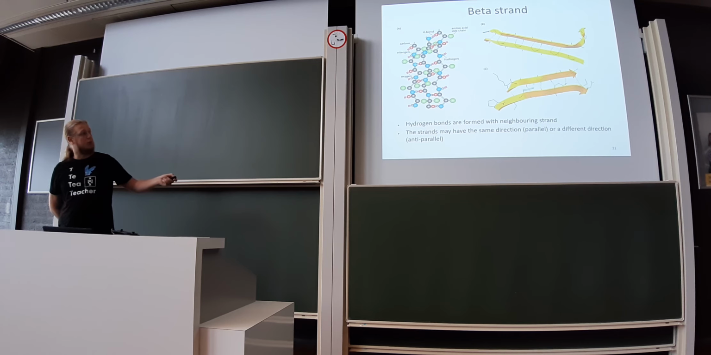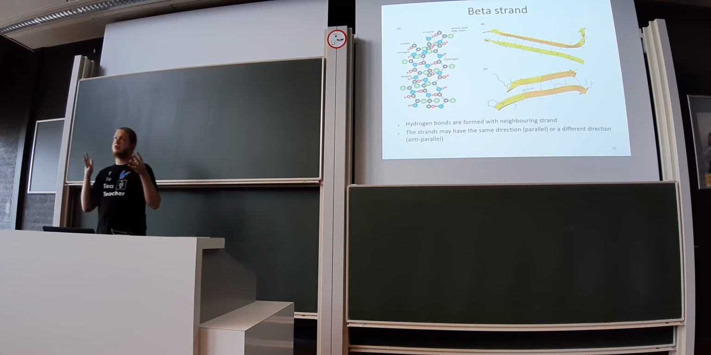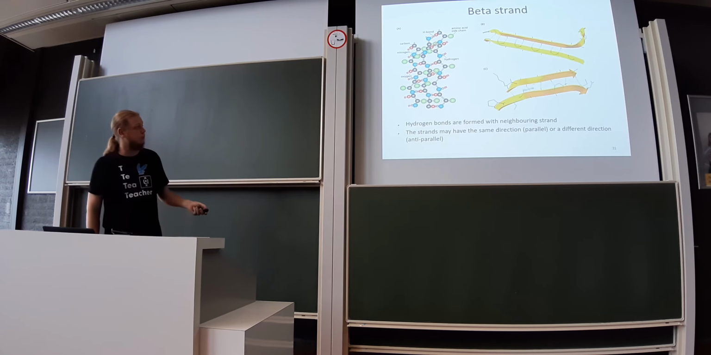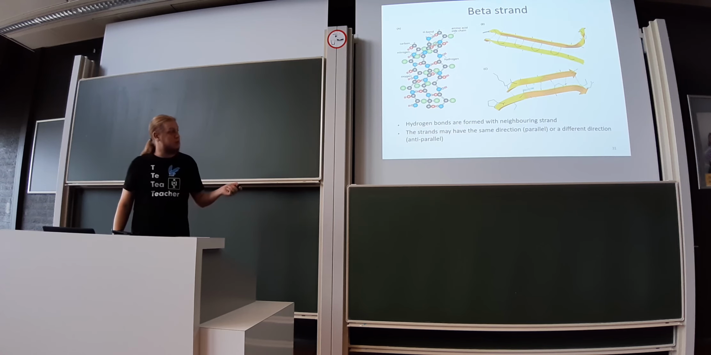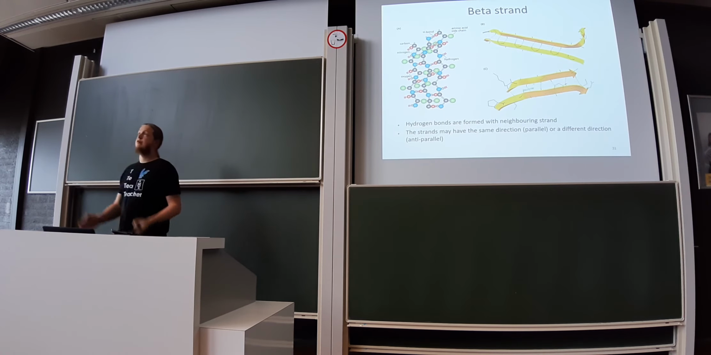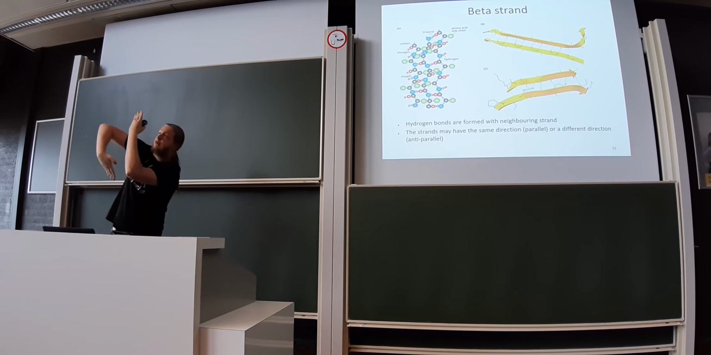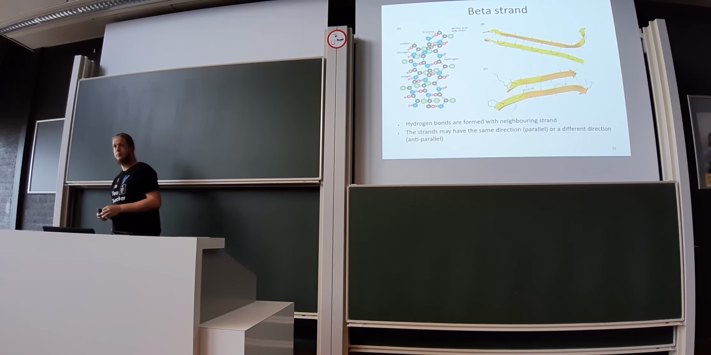Right, so you're either side by side or you're face to face, and the hydrogen bonds between them make it so that this structure is actually fairly stable. Hydrogen bonds in a beta sheet are formed with the neighboring strand. The strands may either be parallel or anti-parallel. So you can have strands that go like this, or you can have strands that go like this, and they will still form hydrogen bonds between them.